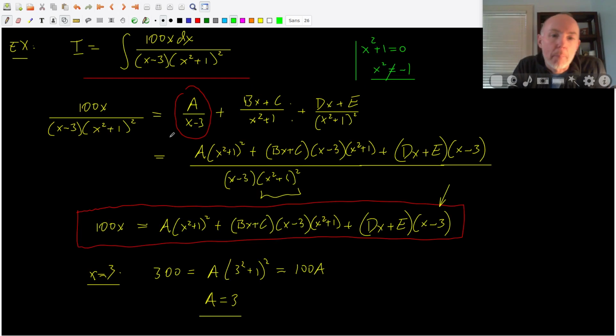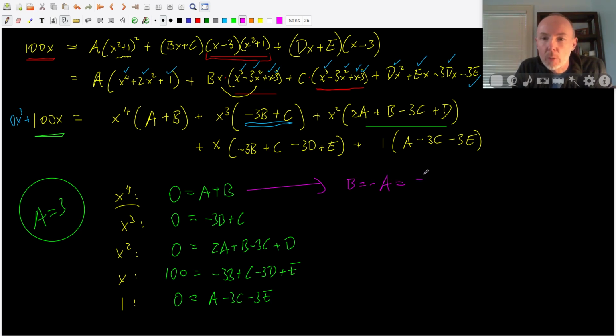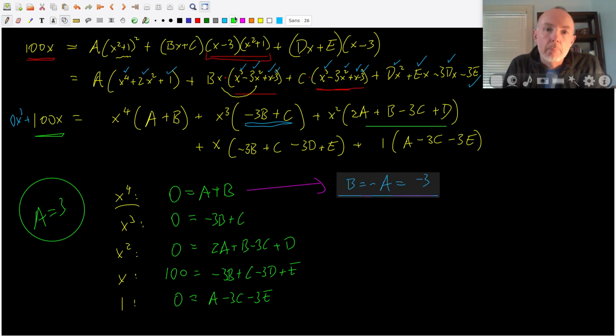Oh, and remember, we already found what a was. So we know that a is 3. And that's good to know, because then I can use this information over here to say that b is minus a, so it must be minus 3. I have now solved for b. And if that's not very clear, let me change colors because that maybe is a bit dark. Let's make this one blue. We've now got the value of b. So we know a and b.